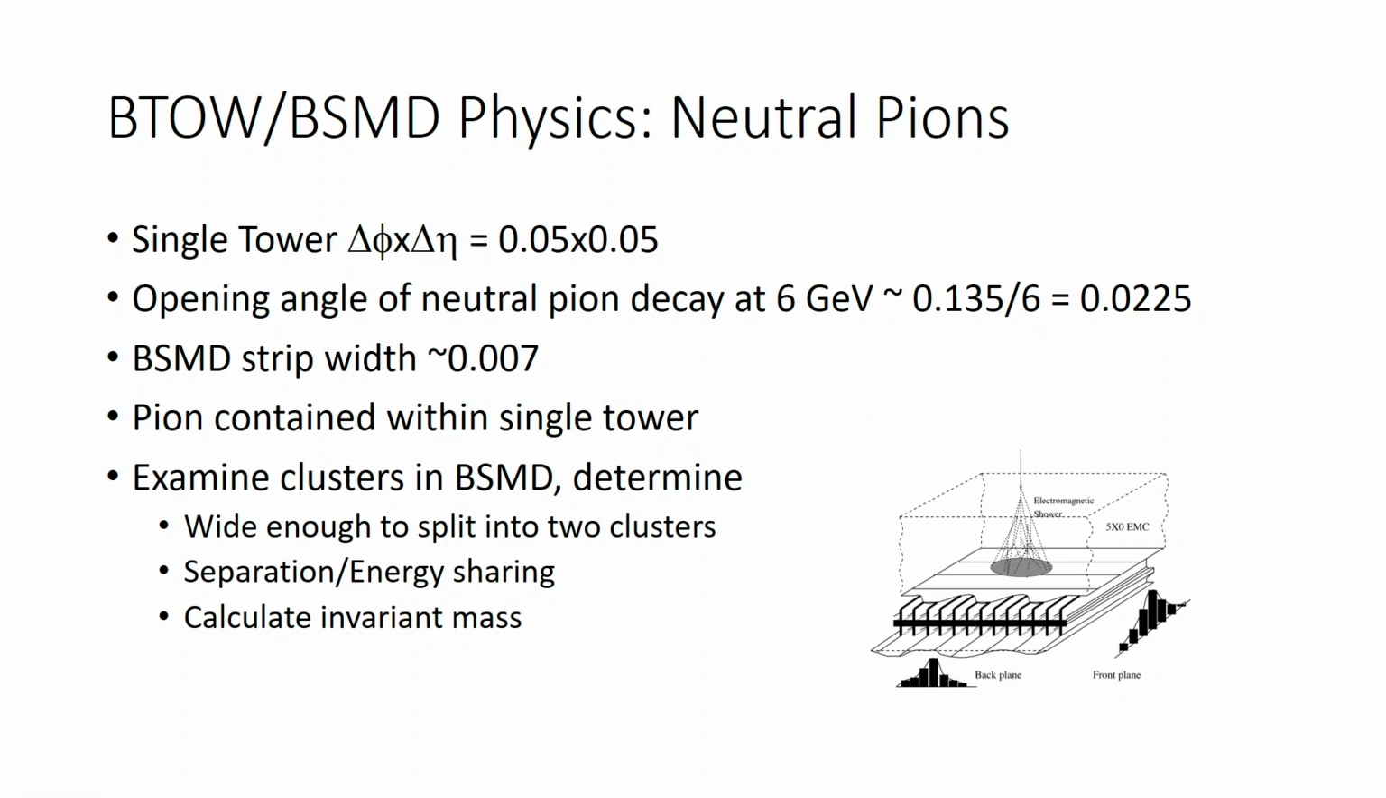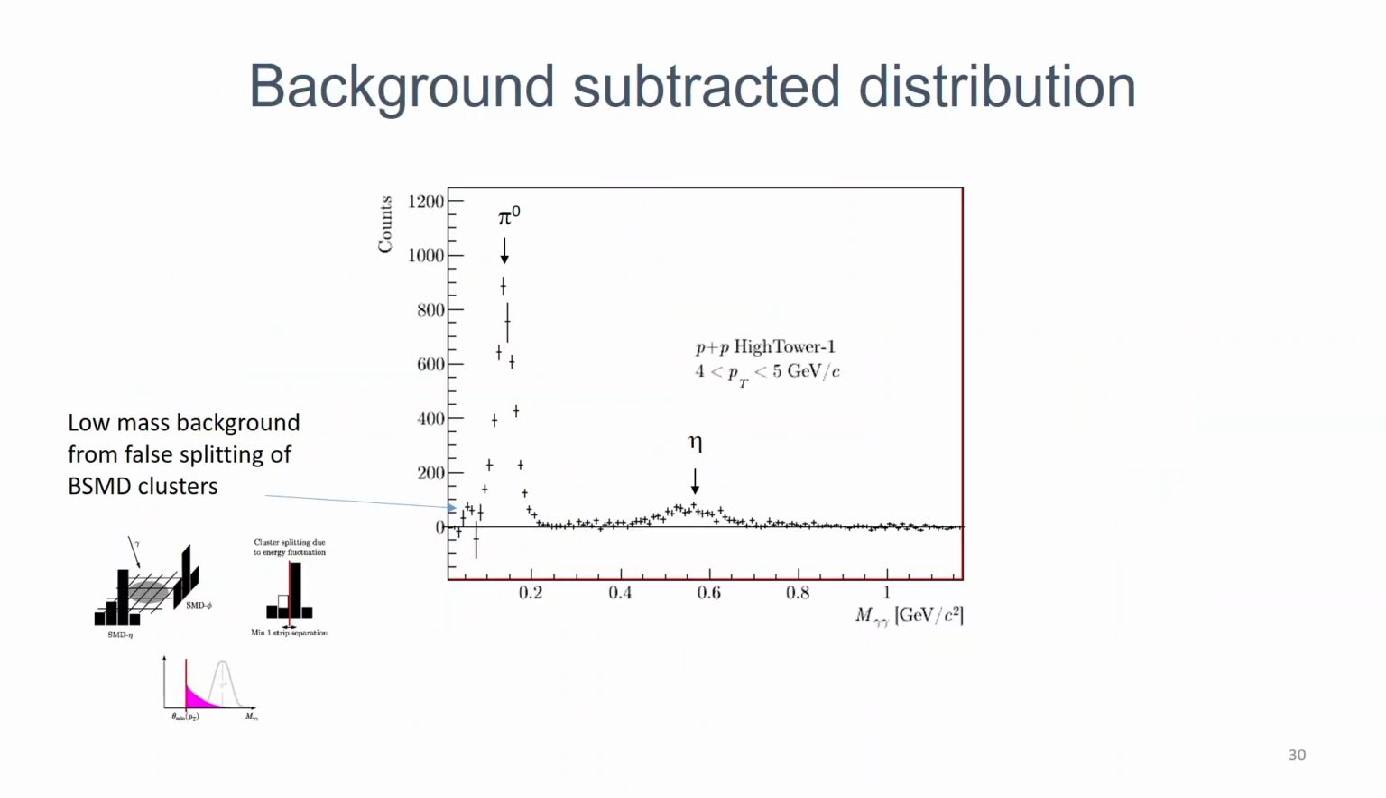Nevertheless, the BSMD has strips which are much narrower than that, around 0.007, so the shape of the shower can be examined to determine if the shower is a single or a double cluster. If it is wide enough, then we can decompose it into two showers. We take the total energy in the tower and divide it according to the energy sharing in the BSMD, determine the opening angle, and compute the invariant mass. As you can see, this works very well.